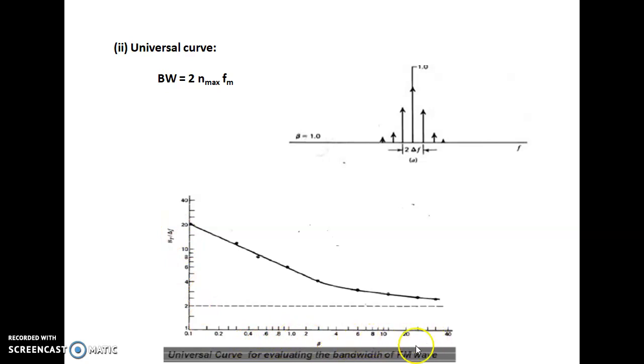This is your modulation index. As beta increases, your bandwidth is coming down. That is what you can understand from this. If you know the values of beta and delta F, from this curve you can obtain the bandwidth. So this is the method of obtaining transmission bandwidth using the universal curve.